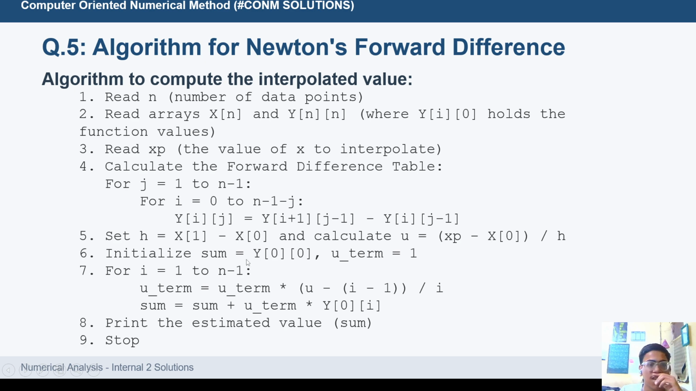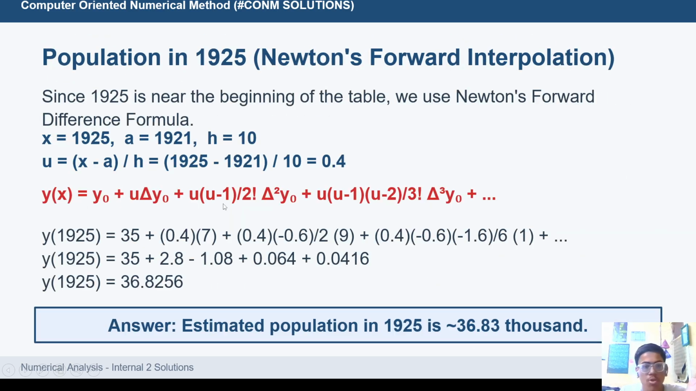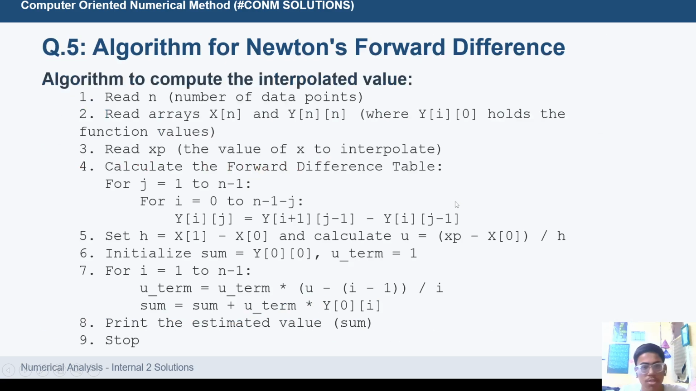Next, we will initialize sum with y[0][0], and we will take u term equal to 1. Now we will form a for loop from i equal to 0 to n minus 1, and we will say that u term is equal to u term times (u minus i minus 1) by i. What is this? Here you can clearly see it is this part: u into u minus 1, into u minus 2, divided by the factorials, 1 factorial, 2 factorial, 3 factorial. We will keep on multiplying, because you know u minus 1, then again u minus 2, u minus 3, and i is the factorial part.